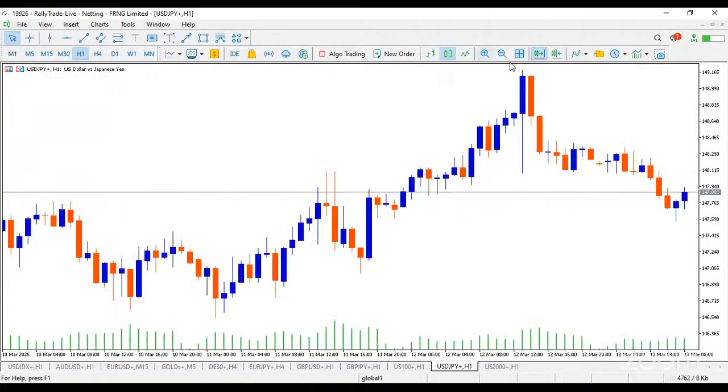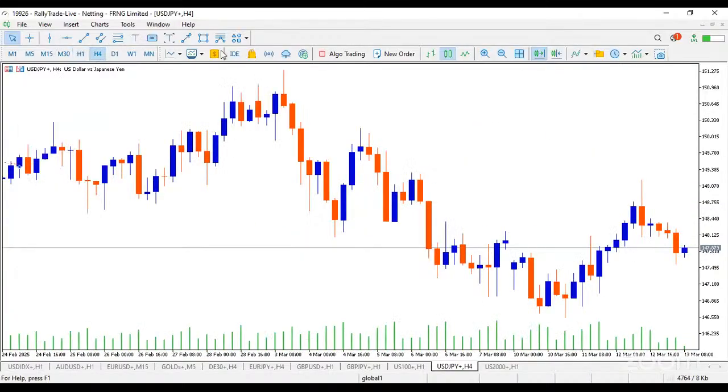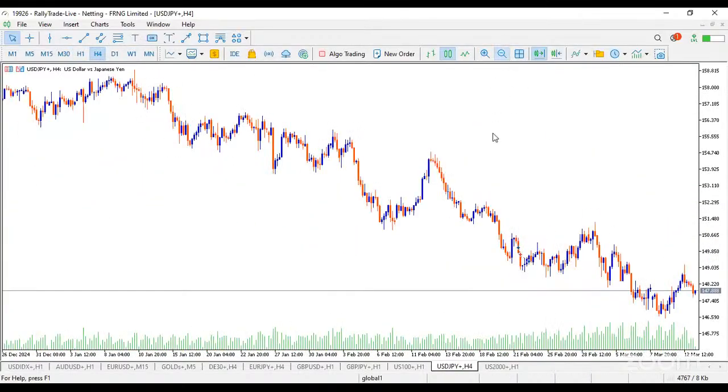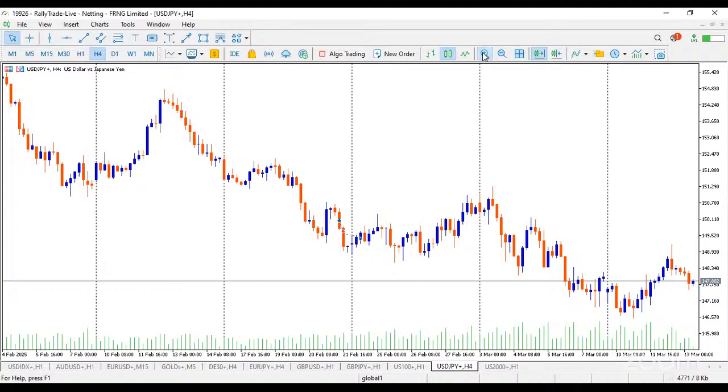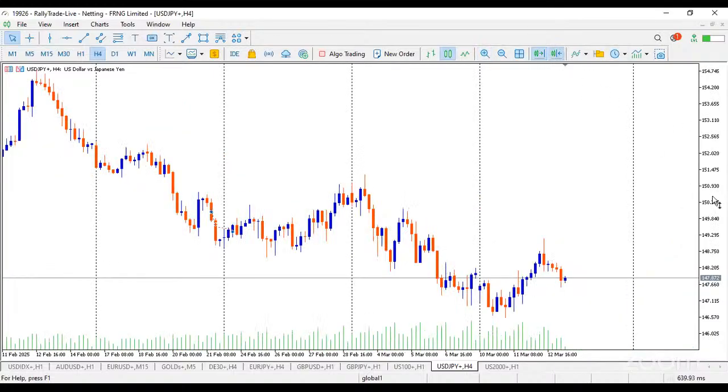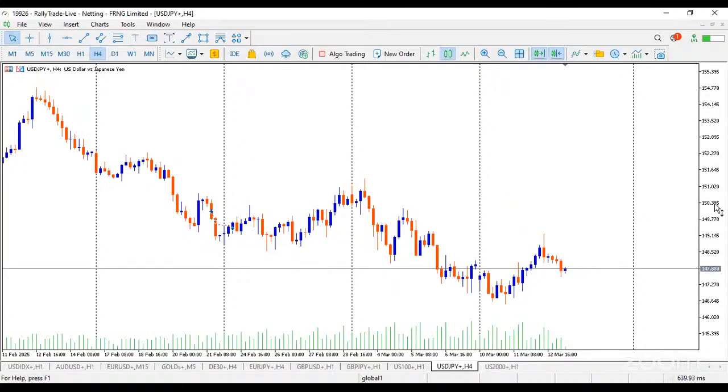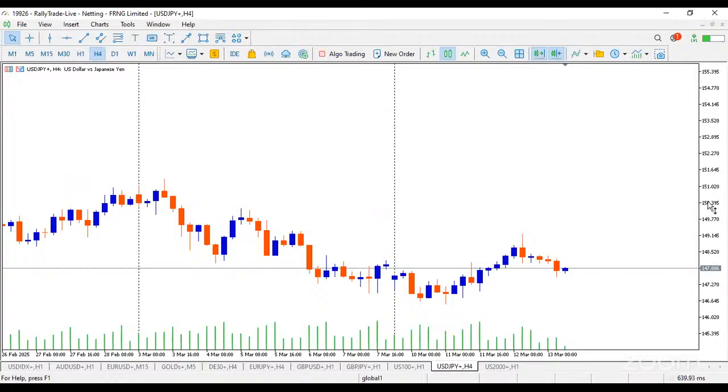USD-JPY, guys. So this is USD-JPY, very quick on the H4 time frame, as we always do here. So this instrument is still rocking a downward trend. Let's see.